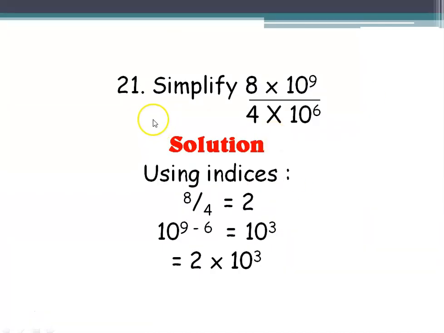Question 21 says simplify 8 times 10 raised to the power 9 divided by 4 times 10 raised to the power 6. So we'll be using our indices. According to the law of indices, when you have division, you just subtract the power. So we'll start with the whole numbers. 8 divided by 4 will give me 2. And then for the power, it will become 10 raised to the power 9 minus 6, which is 10 raised to the power 3. And that will give us 2 times 10 raised to the power 3. Is that okay? Good.